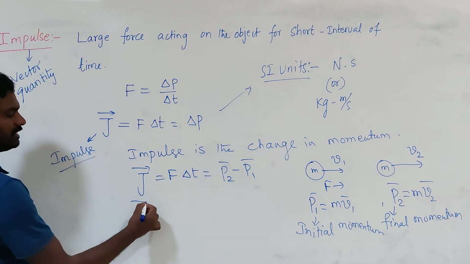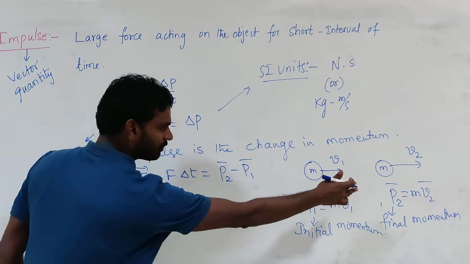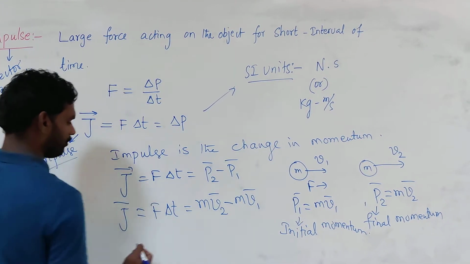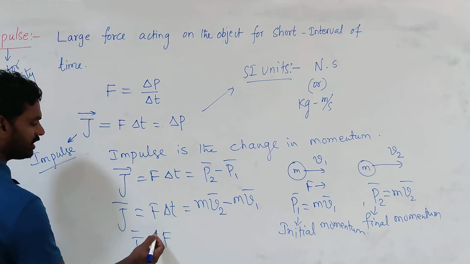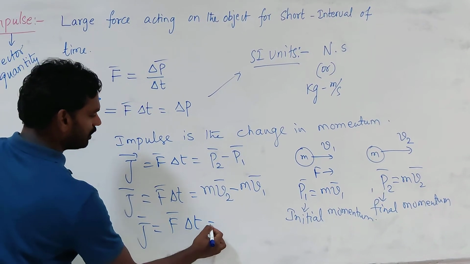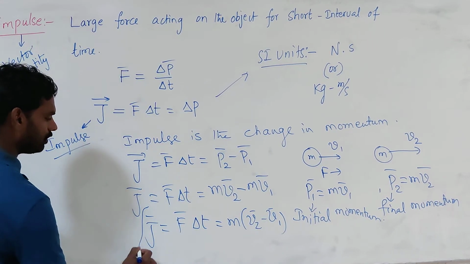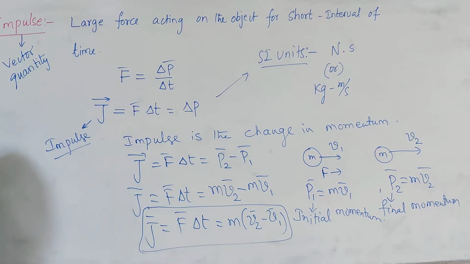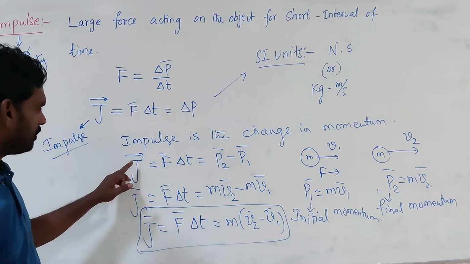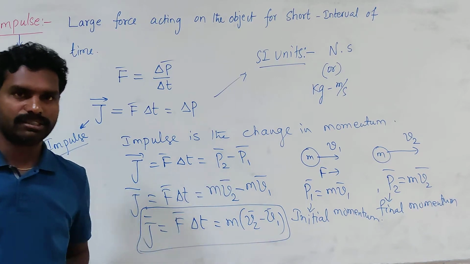Impulse J is equal to F delta T, which is equal to final momentum minus initial momentum. What is final momentum? mv2 minus mv1. So J equals F delta T equals m into (v2 minus v1). Or simply, impulse J equals F delta T equals change in momentum, that is p2 minus p1.